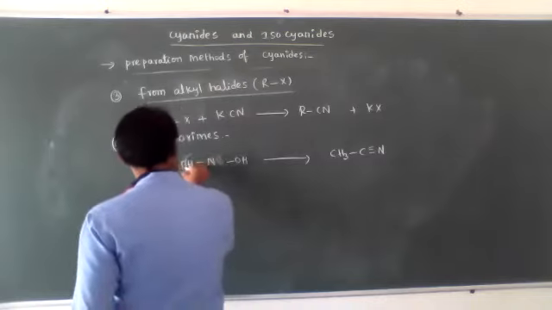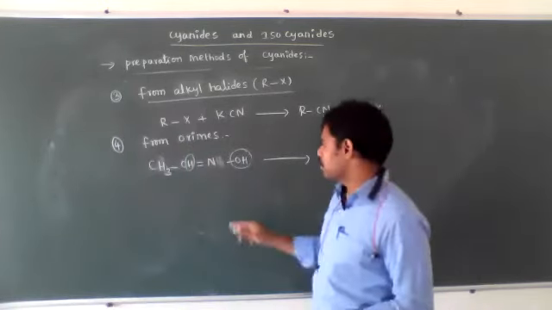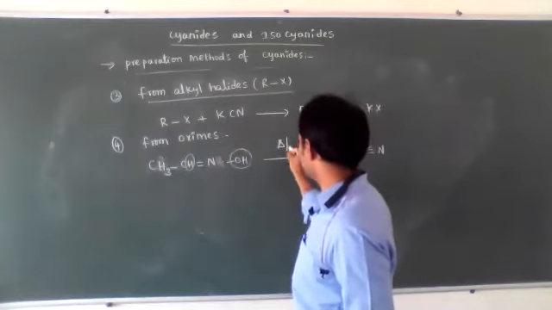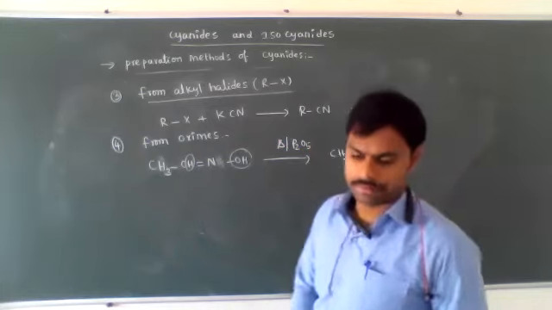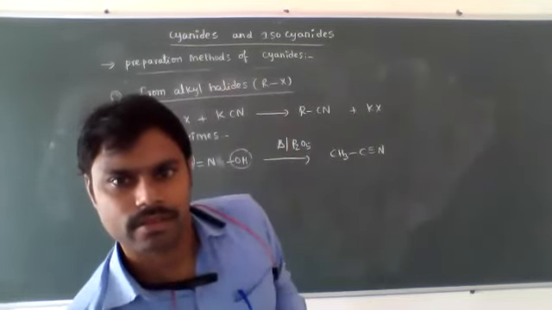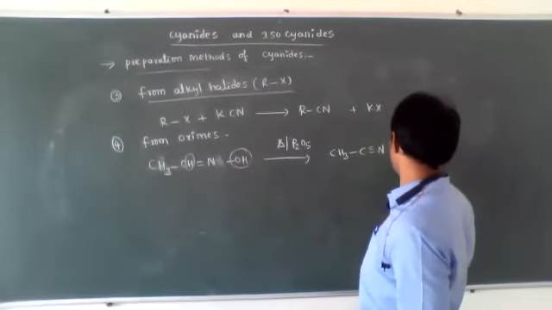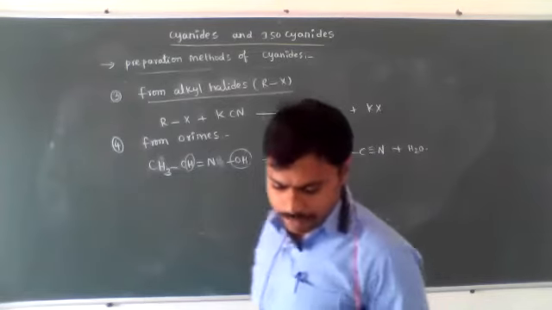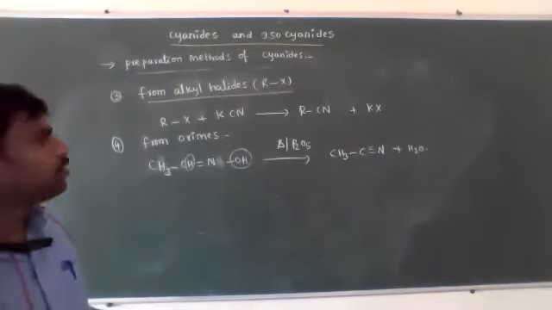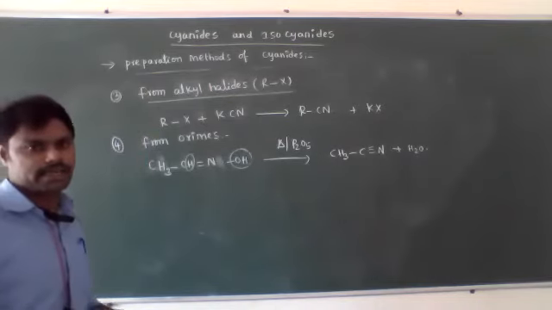This means this hydrogen and this OH group we need to eliminate, on heating in the presence of dehydrating agents like P2O5. Then we get the corresponding cyanides plus a water molecule. So these are the important preparation methods of cyanides. Okay, next.